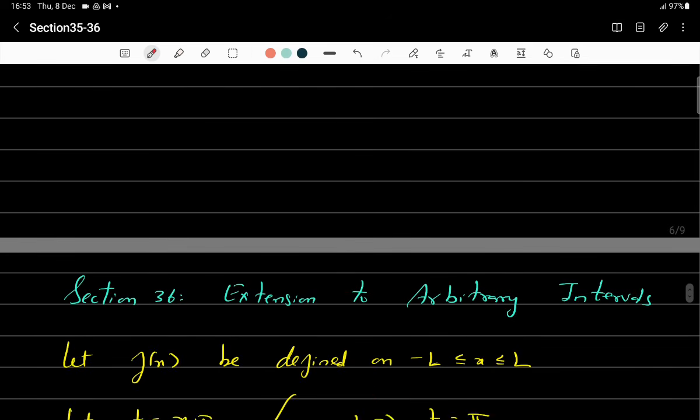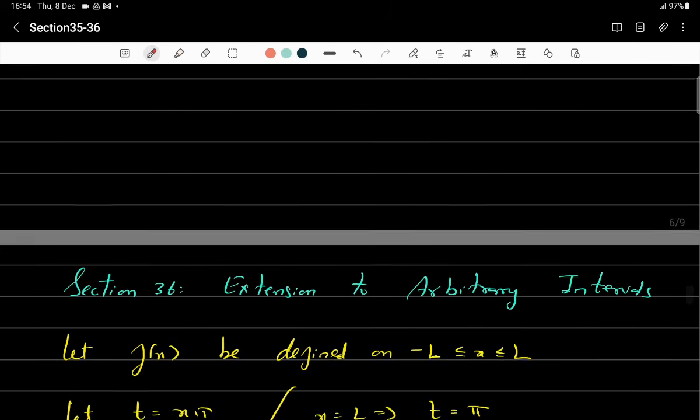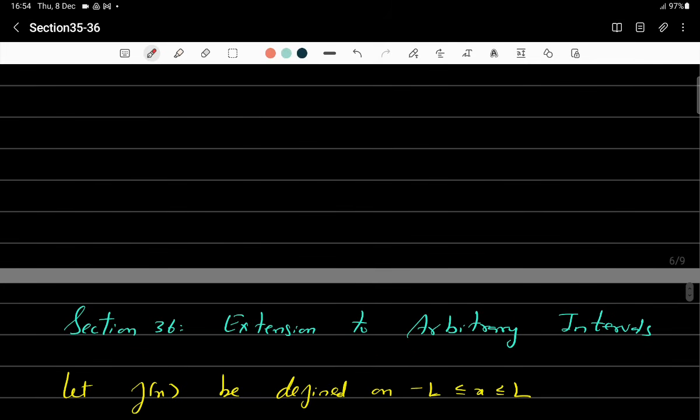So the last topic is extension to arbitrary intervals. Let us assume that f of x is defined over the interval minus L to L. In this case, if I have to find its Fourier series, then I have to define another variable, let's say t, such that t would vary from minus pi to pi, so that I can obtain the Fourier series for that function of t, and then I replace it back in terms of x.